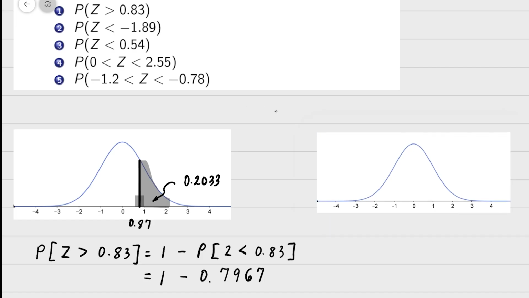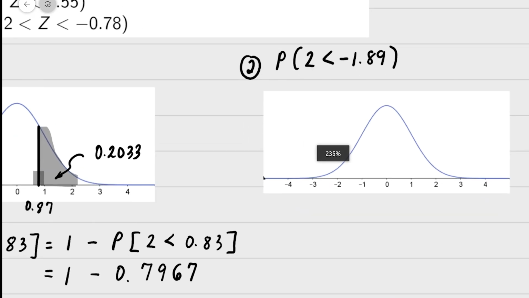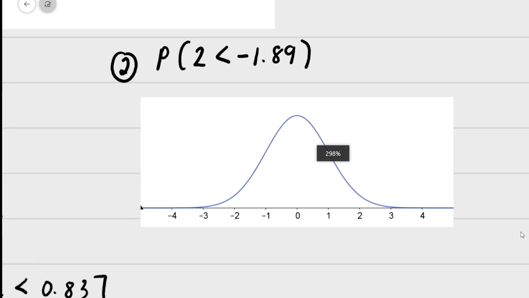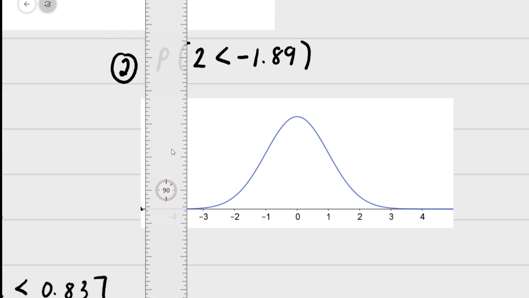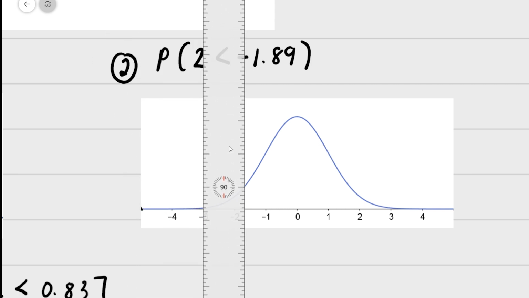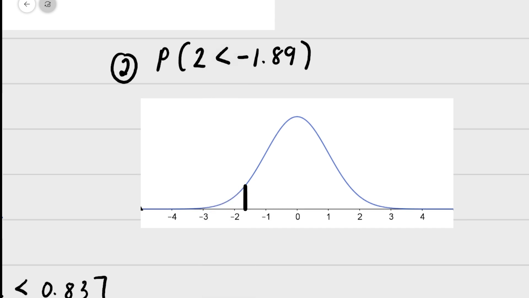For number 2, we want the probability of z to be less than negative 1.89. Probability that z is less than negative 1.89. So all we have to do is to draw this first. So let's get the ruler again. 1.89, mga malapit na sa negative 2 yun. No? So dito. Then all we have to do is to shade that part na gusto natin kuhanin yung area. Okay, again, it's negative 1.89.